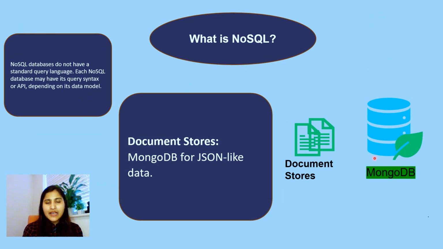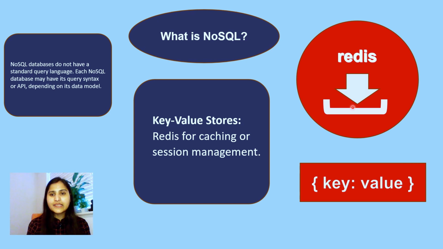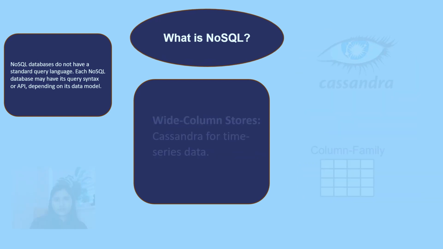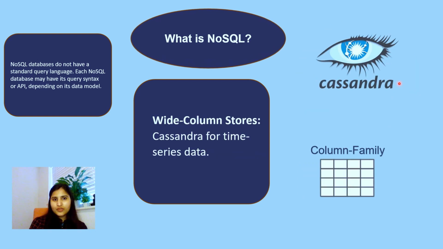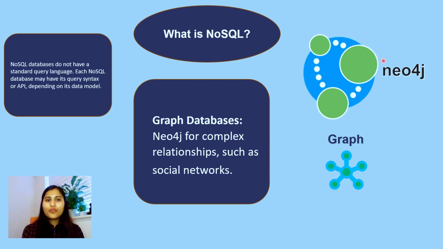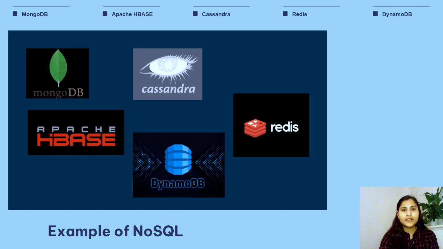like MongoDB, where you have a document store for JSON-like data. Redis, that stores key-value pairs for caching or session management. Cassandra stores wide column data for time series data. Neo4j is a graph database for complex relationships such as social media. These are popular databases that use NoSQL for data processing.